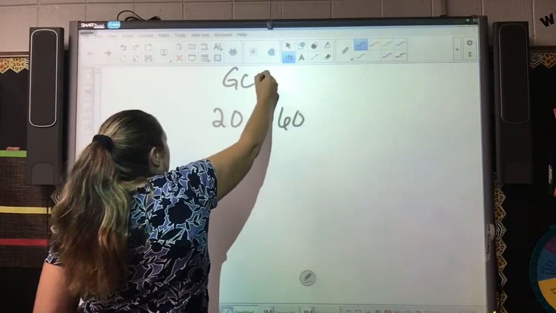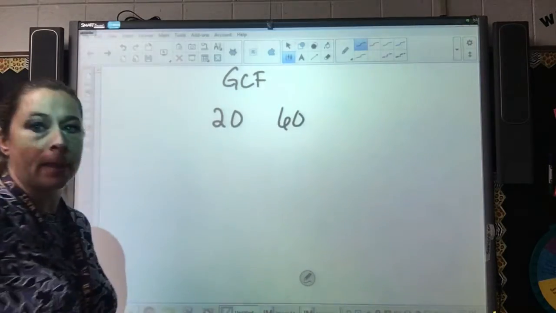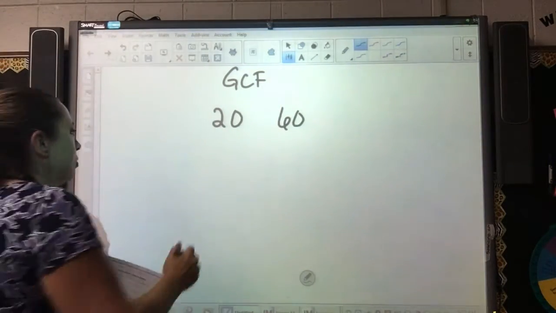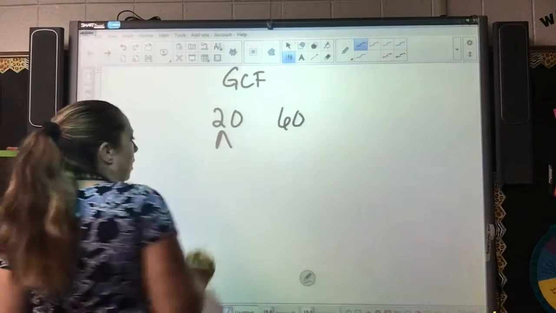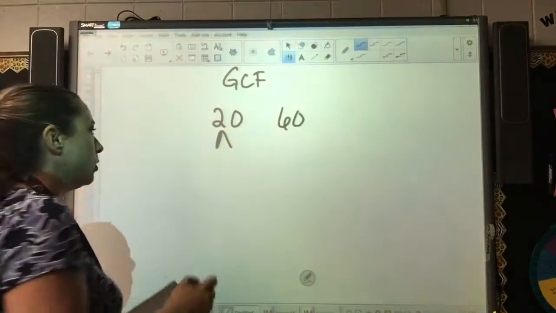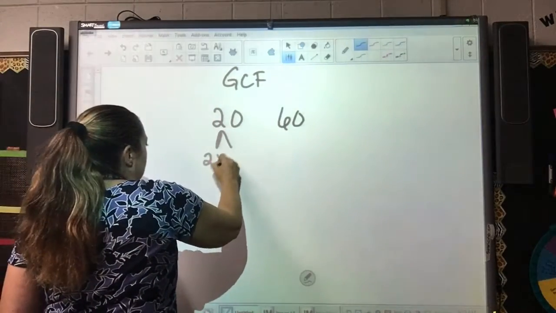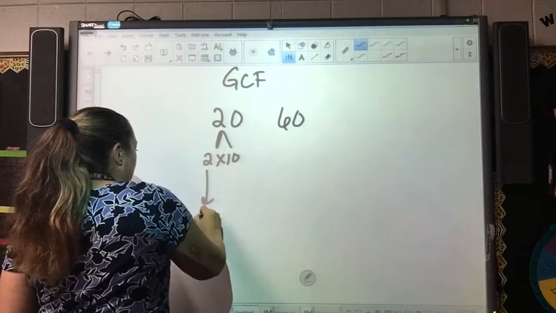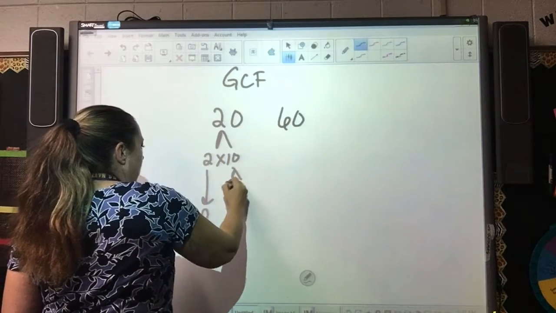Remember, we're doing greatest common factor, GCF, okay? So we're going to start off with our basic factor trees. I'm going to break these down. Now you can do 4 times 5 or 2 times 10. I'm going to take 2 times 10 because that lets me bring this down to the bottom. 10 breaks down to 2 times 5.